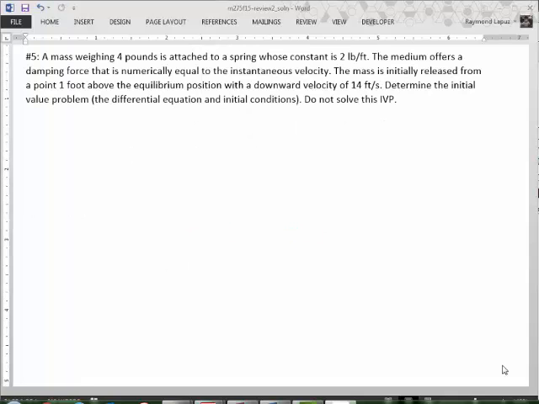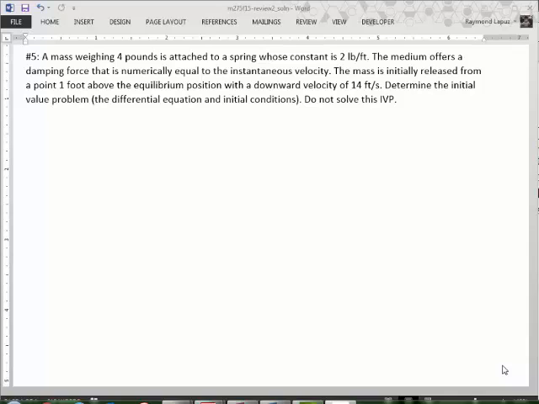Problem number 5 is our spring problem. We have a mass weighing 4 pounds attached to a spring whose constant is 2 pounds per foot. The medium offers a damping force that's numerically equal to the instantaneous velocity. The mass is initially released at a point 1 foot above the equilibrium, so that's going to be an initial position of -1, and a downward velocity of 14 feet per second. So that's going to be an initial velocity of positive 14.